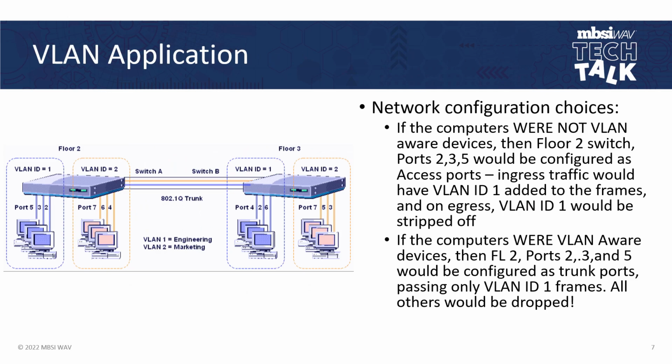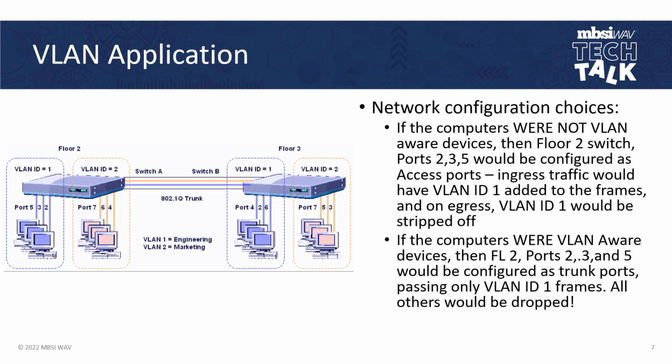So in the network configuration choices, if the computers were not VLAN-aware devices, then on the floor 2 switch, ports 2, 3, and 5 would be configured as access, as I mentioned. The ingress traffic would have VLAN ID number 1 for engineering, whatever that value is, added to the frames, and on egress, or leaving the switch, VLAN ID 1 would be stripped off. If the computers were VLAN-aware devices, then floor 2, ports 2, 3, and 5 could be configured as trunk ports, passing only the right VLAN frames for that particular computer. All the other frames would be dropped.